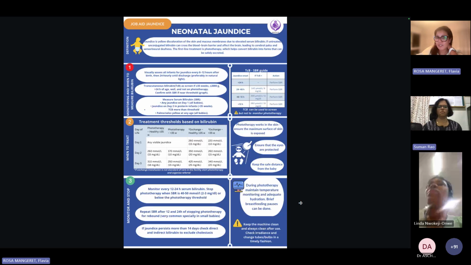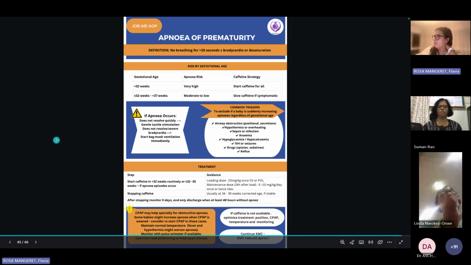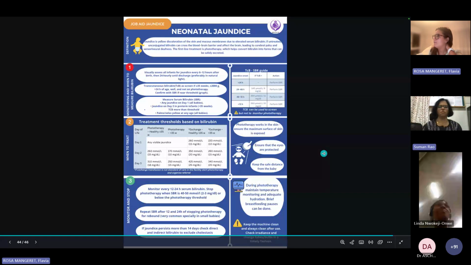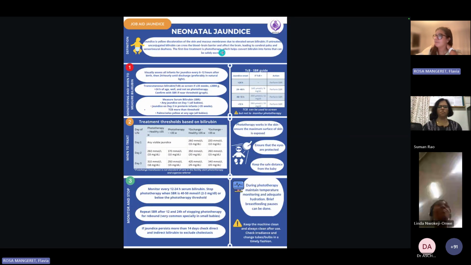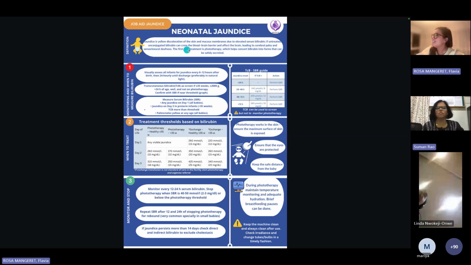We also have a guide for jaundice. It's also a one page job aid. We define jaundice as yellow discoloration of the skin and mucous membranes due to elevated serum bilirubin. If untreated, unconjugated bilirubin can cross the blood-brain barrier and affect the brain, leading to cerebral palsy and sensorineural deafness. The first treatment is phototherapy, which helps convert bilirubin into forms that can be safely excreted. So phototherapy is the first line treatment for jaundice.